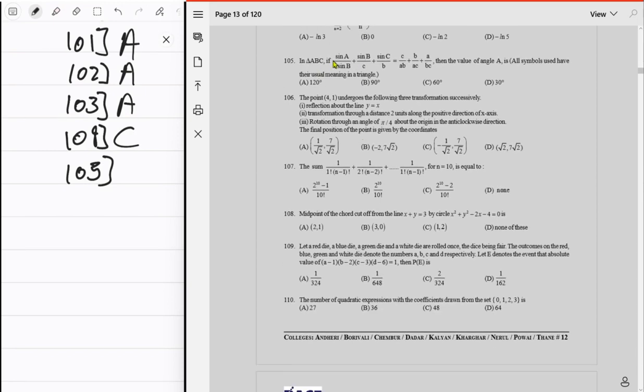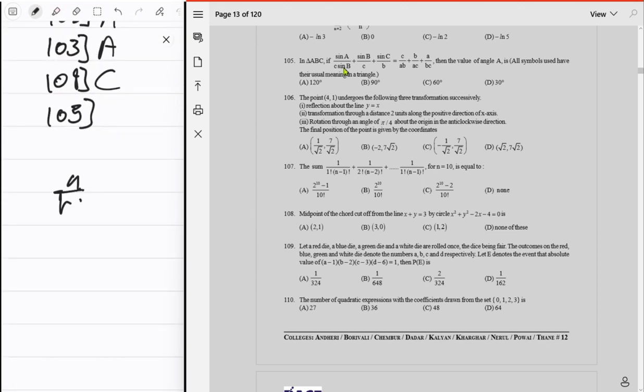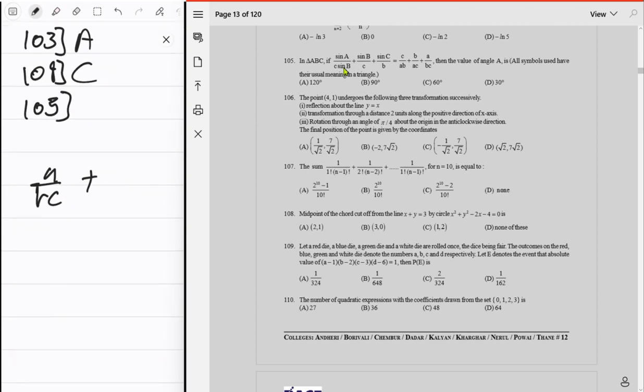105: in triangle ABC, if sin A upon sin C times sin B plus sin B upon sin C plus sin C upon sin B is equal to C upon A, then the value of angle A is, all symbols used have their usual meaning. Okay, very weird. So sin A upon sin B is like A upon B actually. So just basically this thing A upon BC plus, wait, what? I mean, okay, that is the thing, sure, but I was not expecting this. A upon BC plus sin B upon C and oh god.